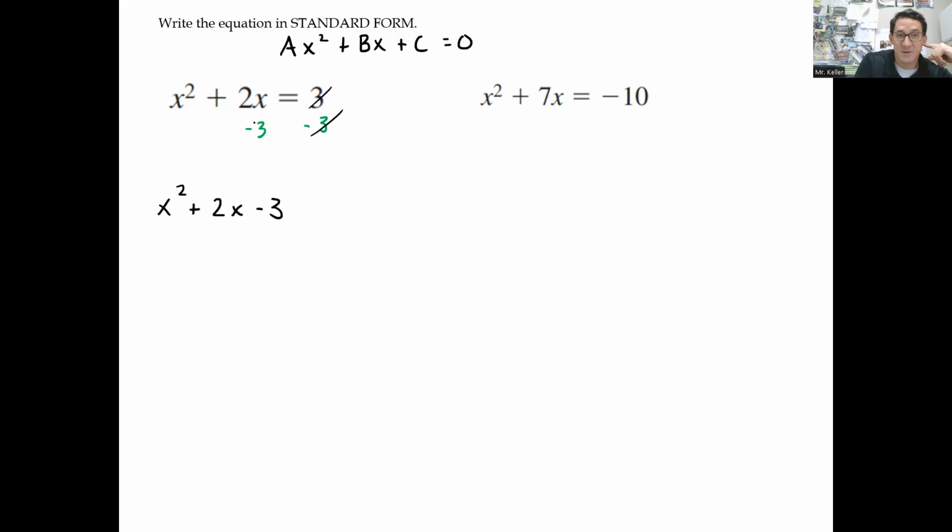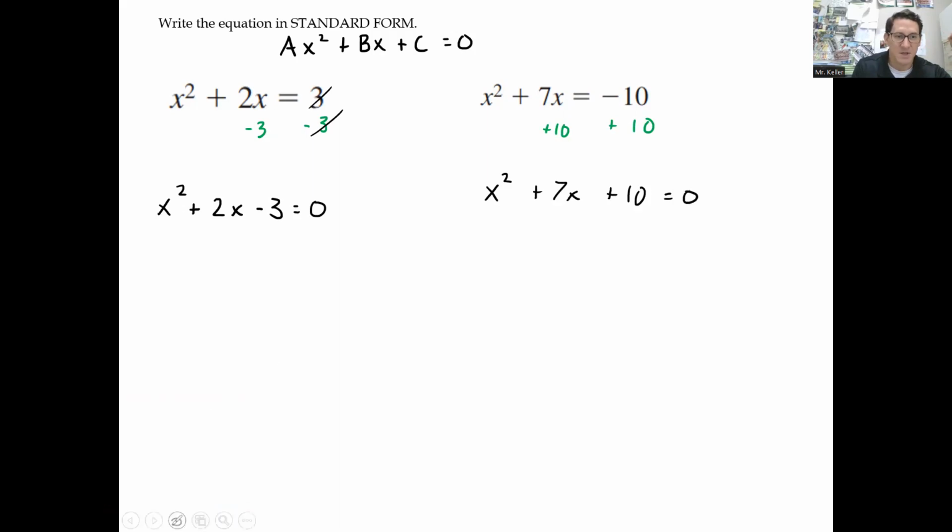No like terms here, so it's not like -1x, all right? Just move it over like that, equals 0. There we go, standard form. So this one, very similar, just add 10 to both sides. And so here I'll be left with x squared plus 7x plus 10 is equal to 0.